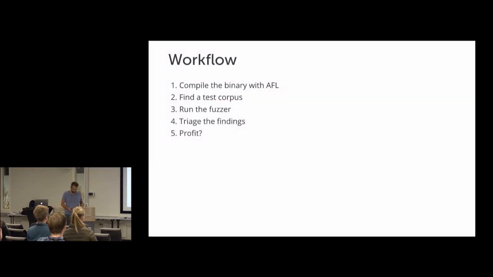So the workflow of fuzzing something is we need to compile the binary, or we could instrument an existing binary, but usually I will compile the binary with AFL. I will then find a test corpus, like a set of test files that I can use. I'll run the fuzzer, which is, of course, the thing that takes the most time. Then triage the findings, figure out what was happening here, what caused the crashes and things like that, and then maybe there's some profit at the end.